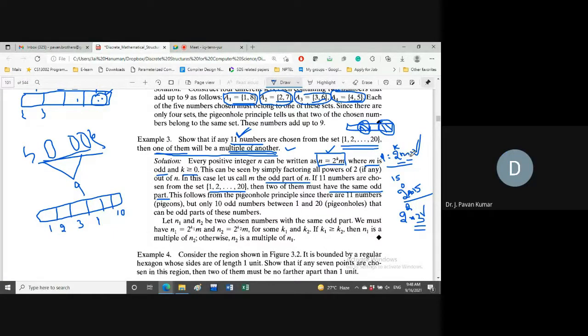Next, consider the third number, 3: 2 power 0 into 3. So the m value is 3. Try to note down the m values only. Next, for 4, the m value is 1, since 4 is 2 square into 1. For 5, the m value is 5. Next, for 6, the m value is 3.